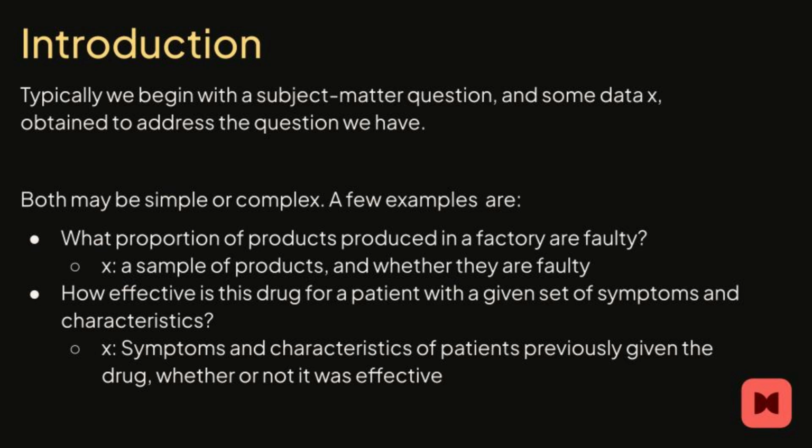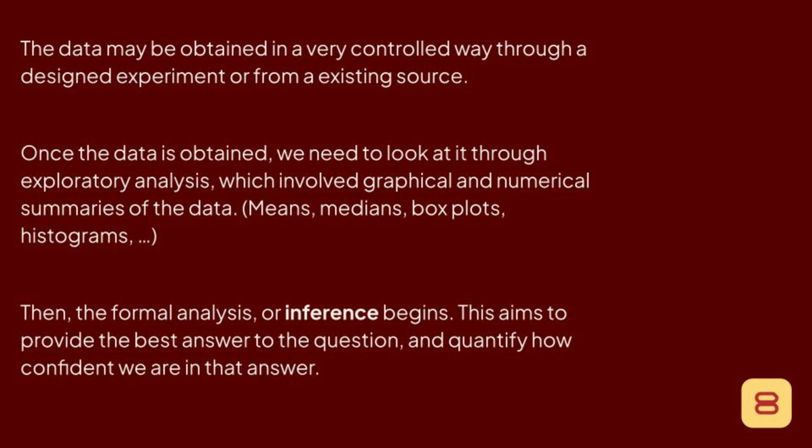How effective is this drug for a patient with a given set of symptoms and characteristics? X is the symptoms and characteristics of patients previously given the drug, and whether or not it was effective. The data may be obtained in a very controlled way through a designed experiment or from an existing source.